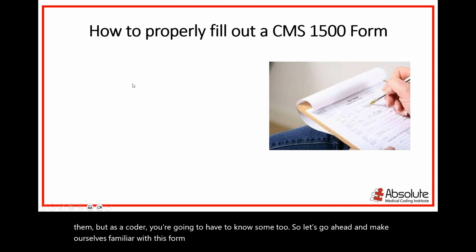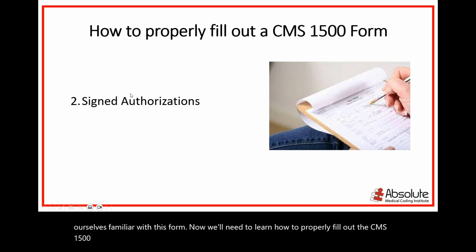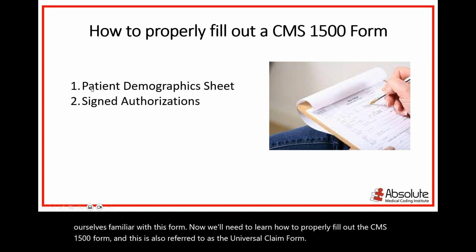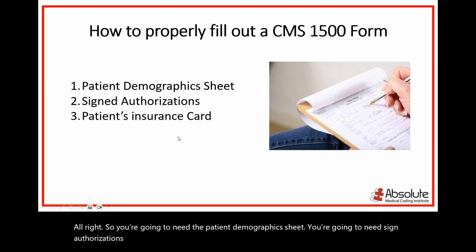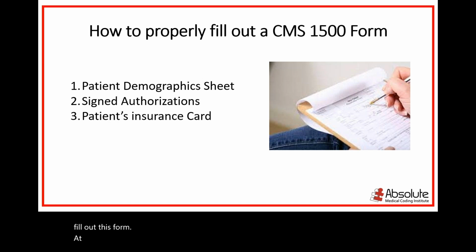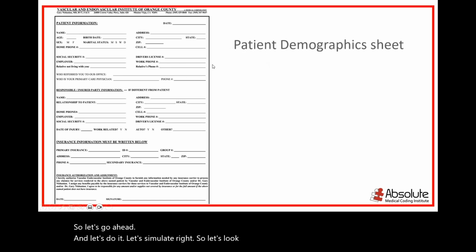Now, we'll need to learn how to properly fill out the CMS 1500 form, and this is also referred to as the Universal Claim Form. All right, so you're going to need the patient demographics sheet. You're going to need signed authorizations, and you're going to need the patient's insurance card. That's what we'll need to fill out this form at first. So let's go ahead and let's do it. Let's simulate, right? So let's look at the patient demographics sheet.